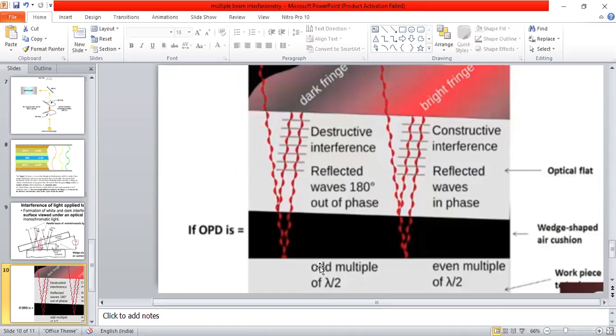When destructive interference happens, check this, it is out of phase, so you are getting a dark fringe. And on this other side, it is in phase. You can check the small waves; both rays are equal in amplitude, wavelength, everything. So constructive interference happens, and you will get a bright fringe. When it is an even multiple of lambda by 2, you will get the bright fringe. When it is an odd multiple of lambda by 2, you will get the dark fringe.